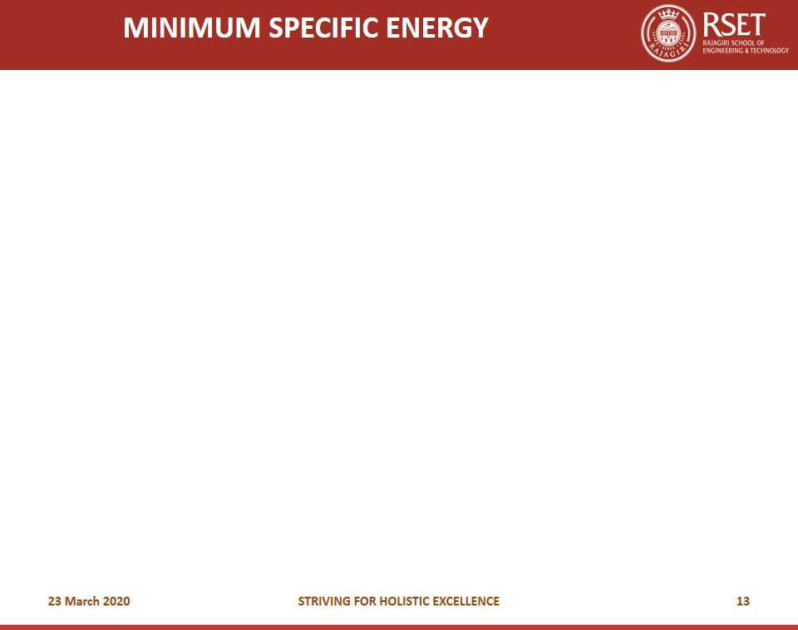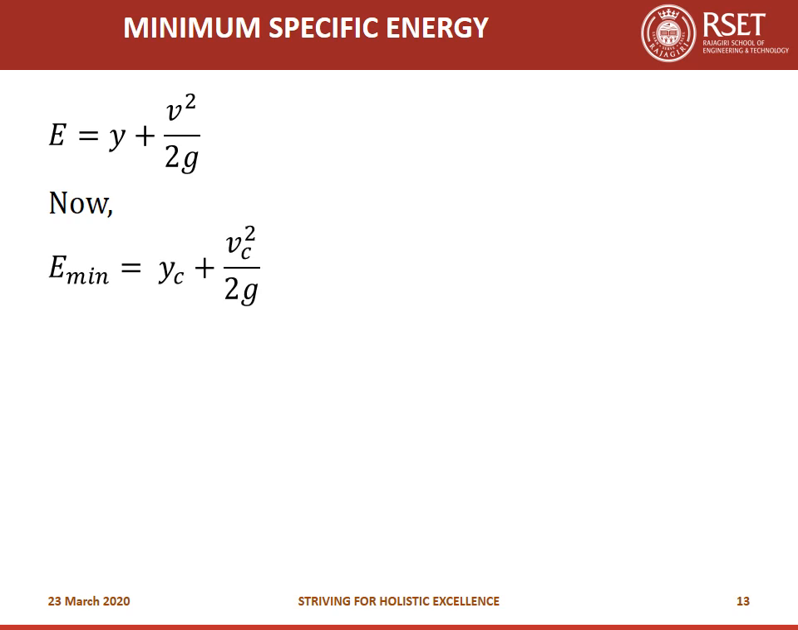Next, we're going to find out the expression for minimum specific energy. So E is equal to Y plus V squared by 2G. Now, corresponding to E minimum, the depth of flow would be critical depth and the velocity of flow would be critical velocity.